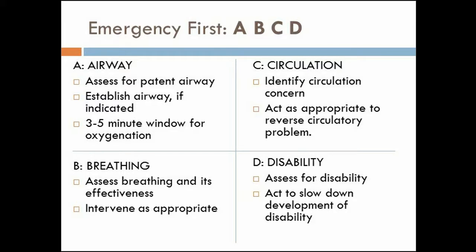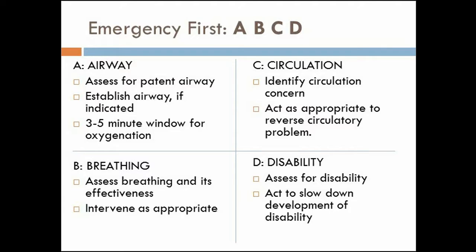Then circulation: signs of perfusion, extremity temperature, pulses. Is the patient having an arrhythmia? Do they have a low blood pressure? Again, what can we do to enhance circulation? What can we do to make circulation better?